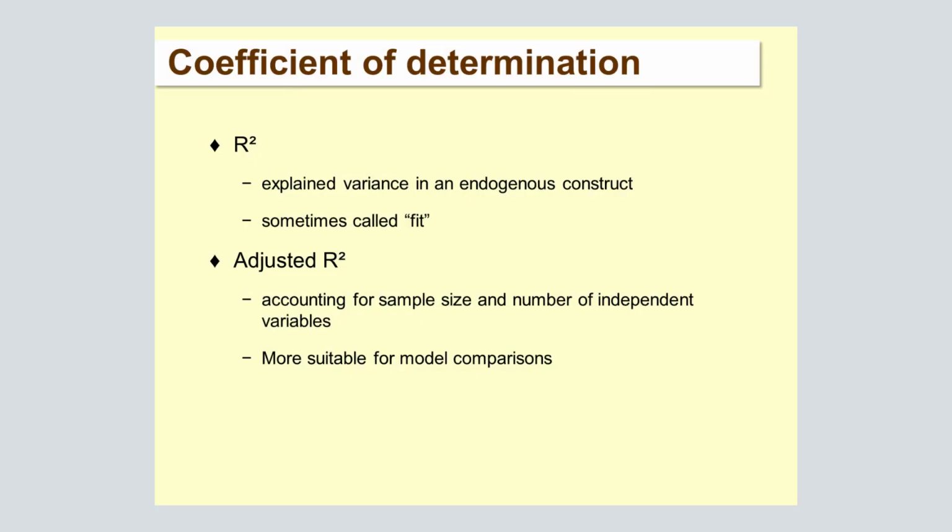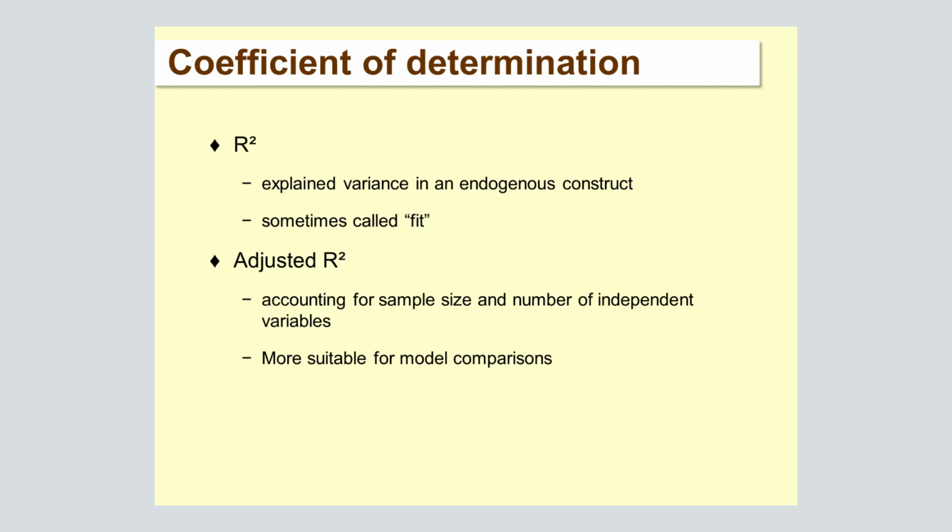Once we deem the outer model appropriate, we can continue with assessing the inner model. Starting point for the assessment of the inner model is typically the coefficient of determination of the endogenous constructs. The coefficient of determination, also called R², quantifies the amount of explained variance in an endogenous construct.